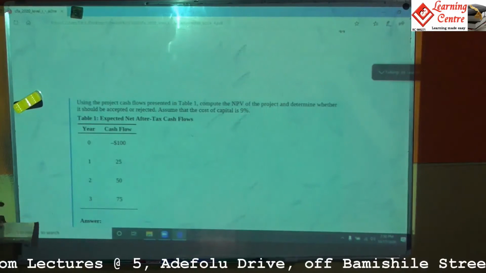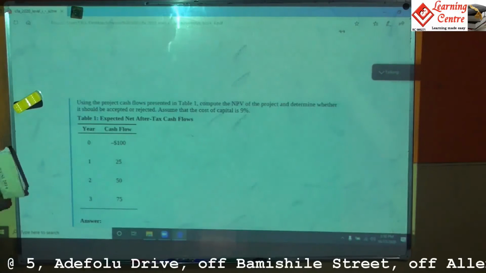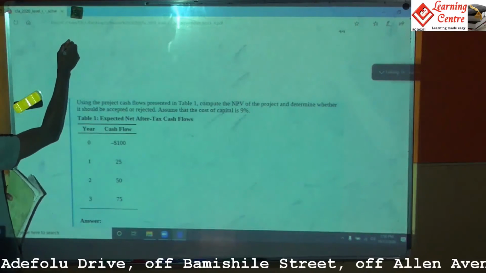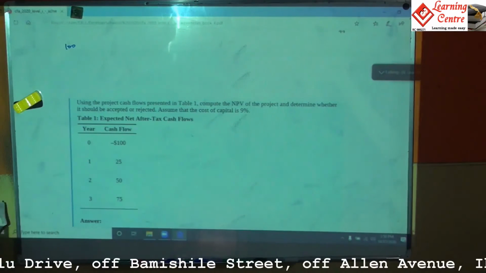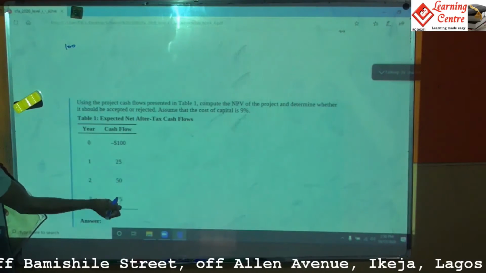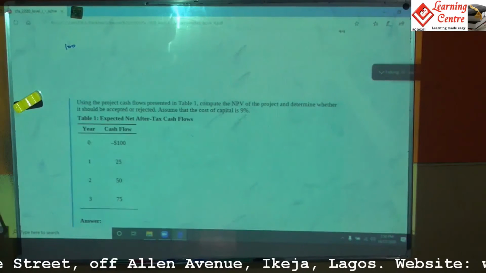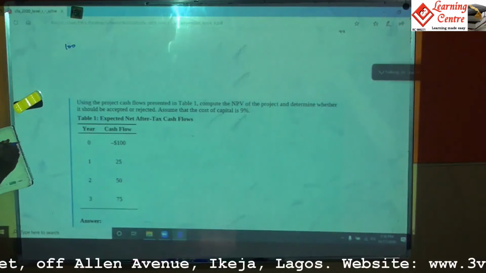So what they are now saying is this is just common sense. Are we all following? Let's say you put in 100. Now you receive 25, 50, 75. So you now want to calculate if this project is profitable or not.